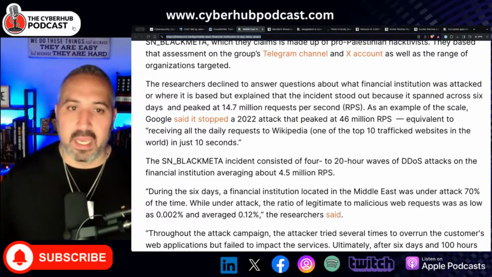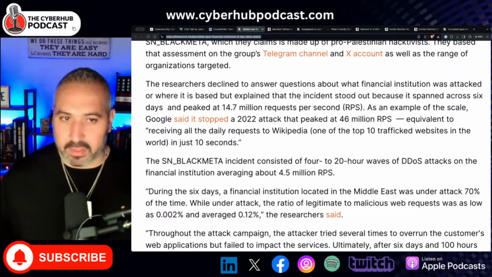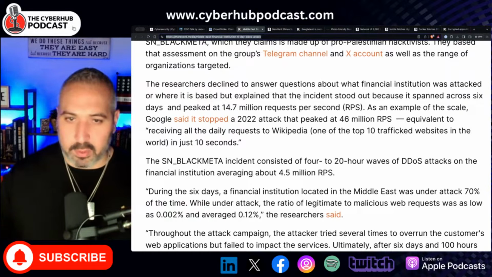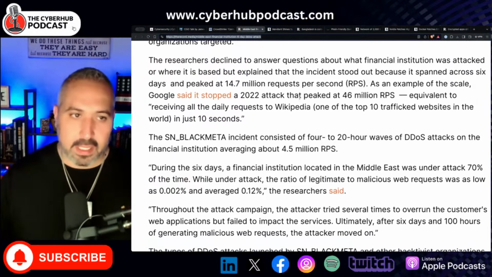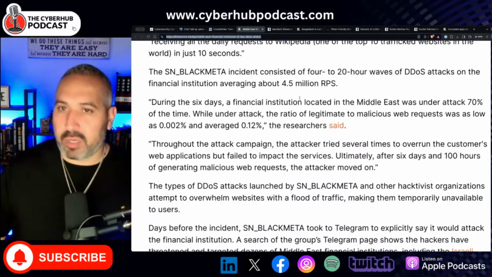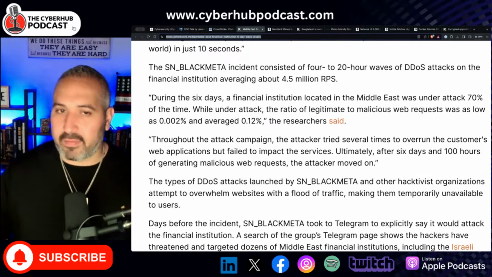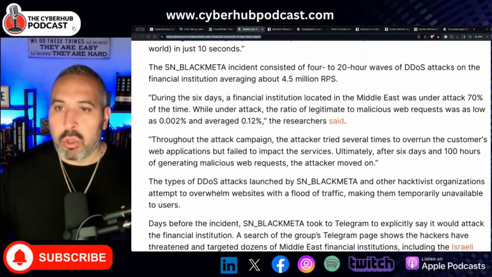The researchers declined to answer questions about what financial institution was attacked, but they did see a peak of 14.7 million requests per second as an example of the scale. Google said it stopped a 2022 attack that peaked at 46 million RPS, equivalent to receiving all the daily requests to Wikipedia in just 10 seconds.